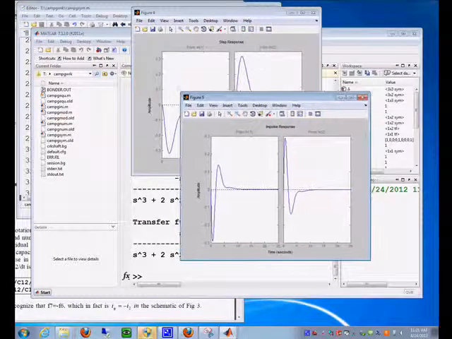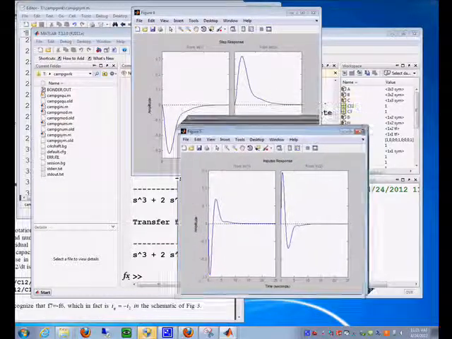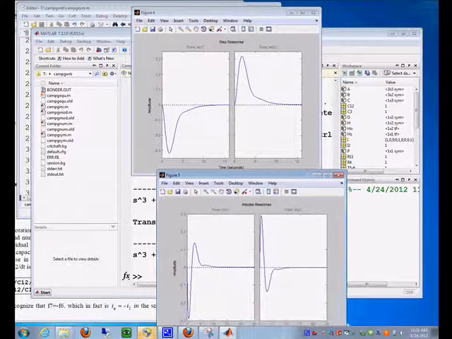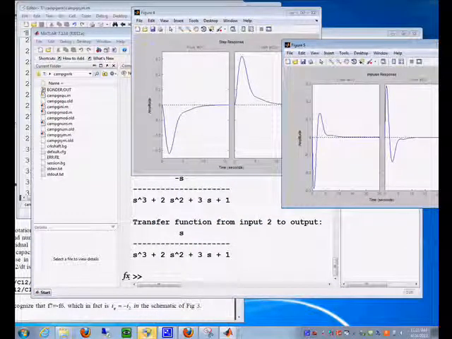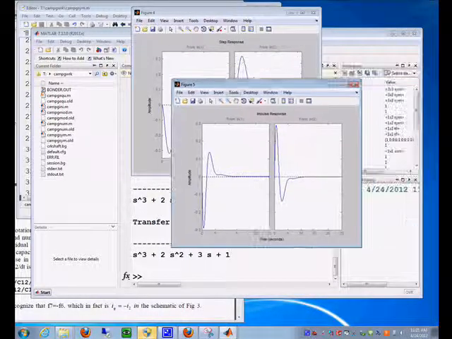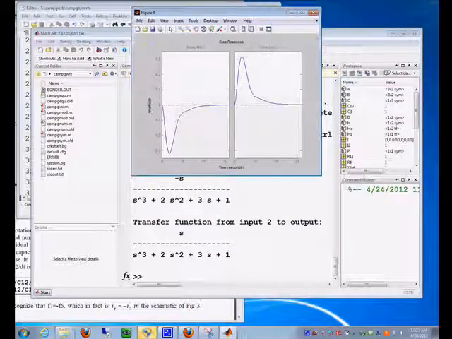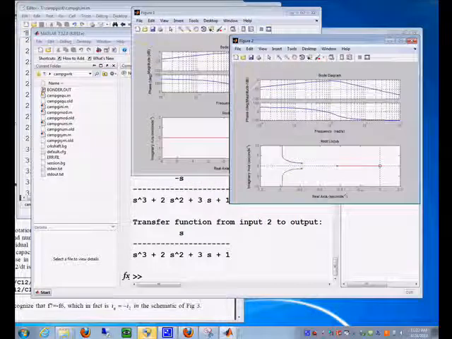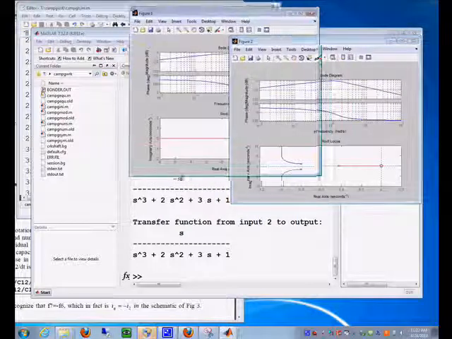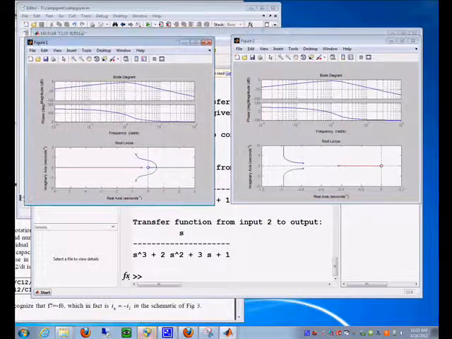impulse and the step input. I mean, that's the step input. This is the impulse input for both of them. Then you have in here the Bode plot, the Bode plot and the phase angle on the bottom.